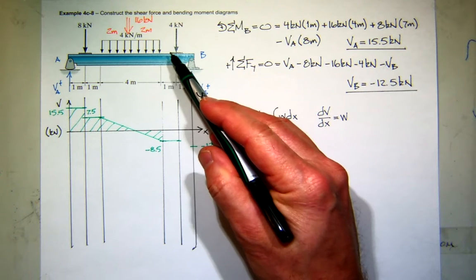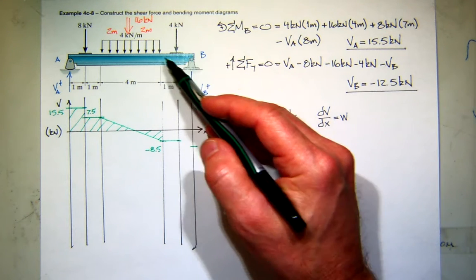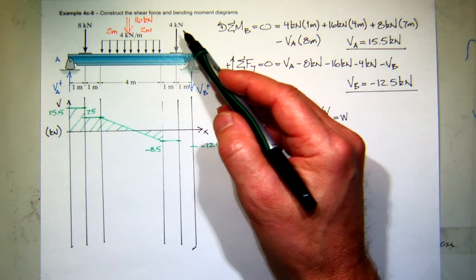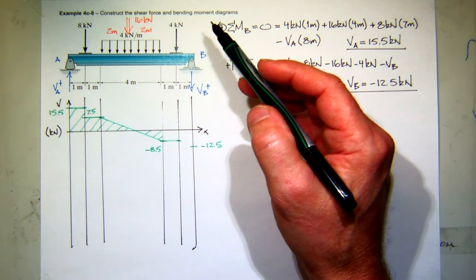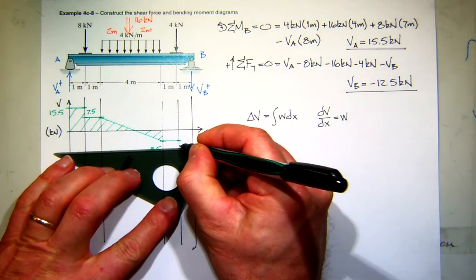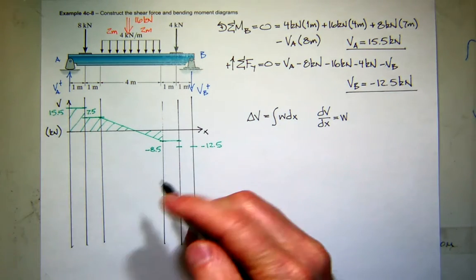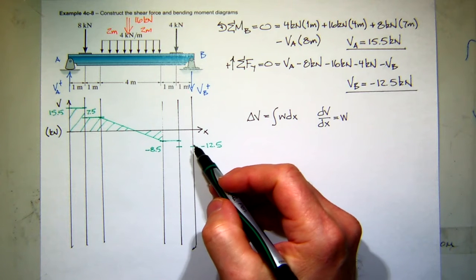Now as I go from the left side to the right side of this load, how much does my shear change? 4, and is that a positive or negative change? Negative. So 8.5 minus 4 is negative 12.5. Looks like we're heading in the right direction.